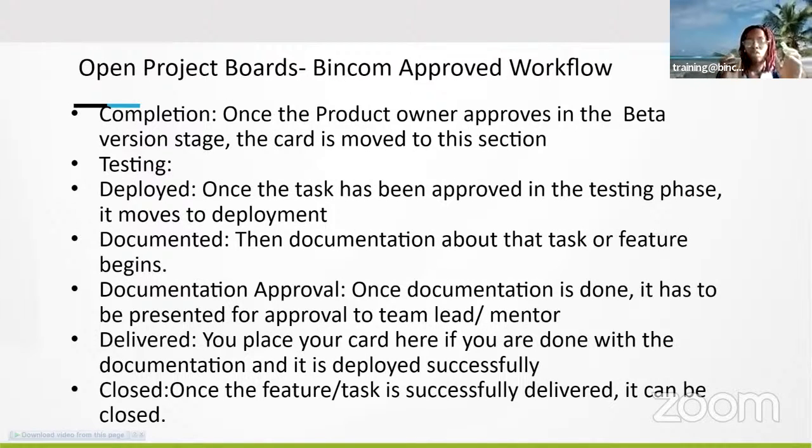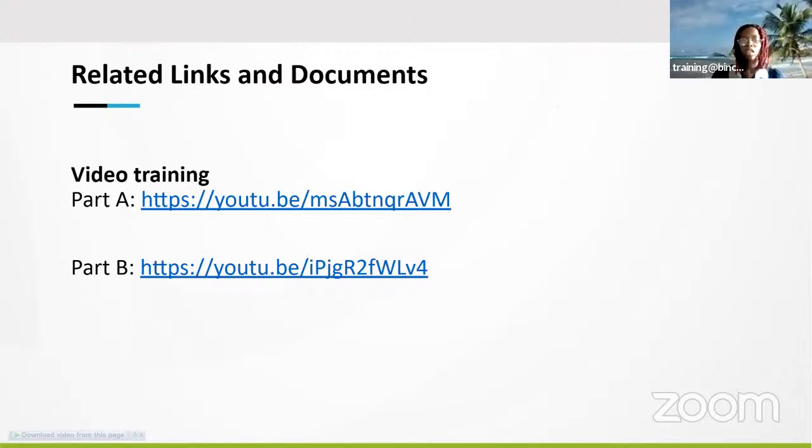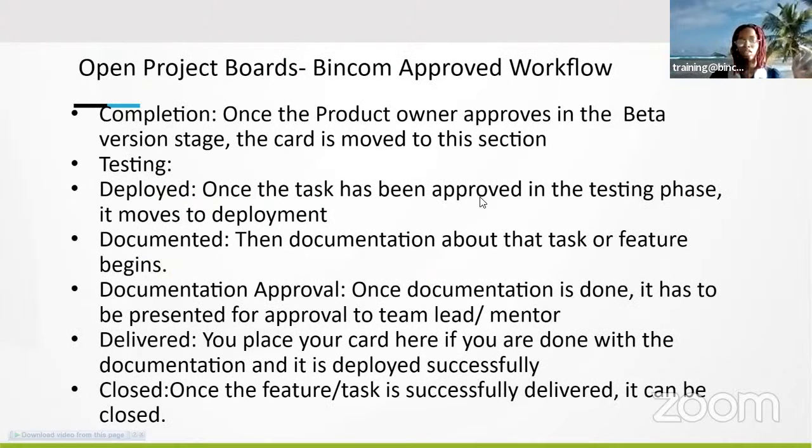So the documentation approval is when your documentation is done and has been presented for approval to your team lead or your team mentor. You put that task under this card, and you place your card under delivered if you are done with the documentation and it has been accepted or deployed successfully. Once your task is successfully delivered, it is moved to the closed option. So this is where we call an end to this session.